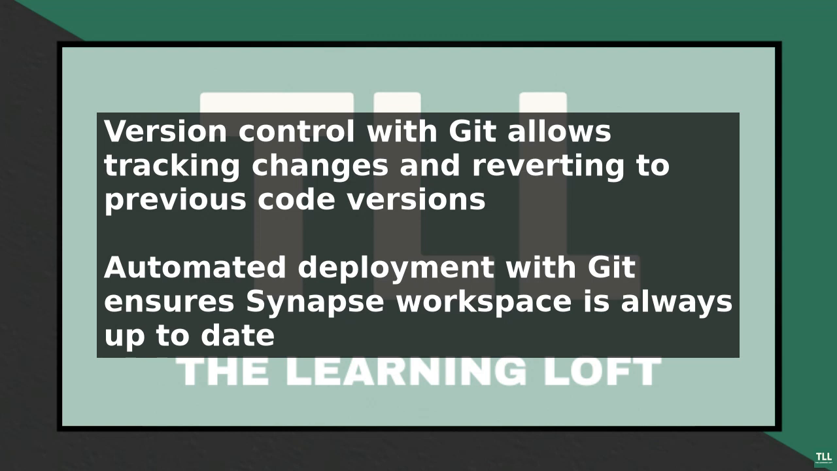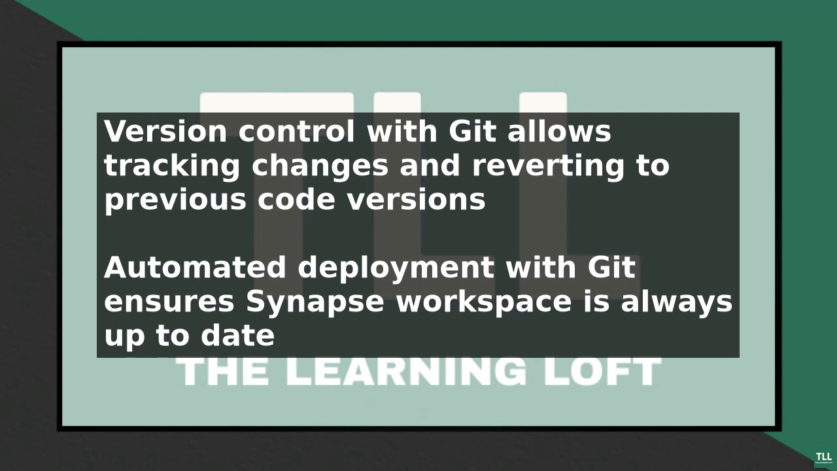Another benefit of using Git with Azure Synapse is automated deployment. By integrating your Synapse workspace with a continuous integration and continuous deployment pipeline, you can automate the deployment of changes to your Synapse workspace. This ensures that your Synapse workspace is always up to date and reflects the latest changes.